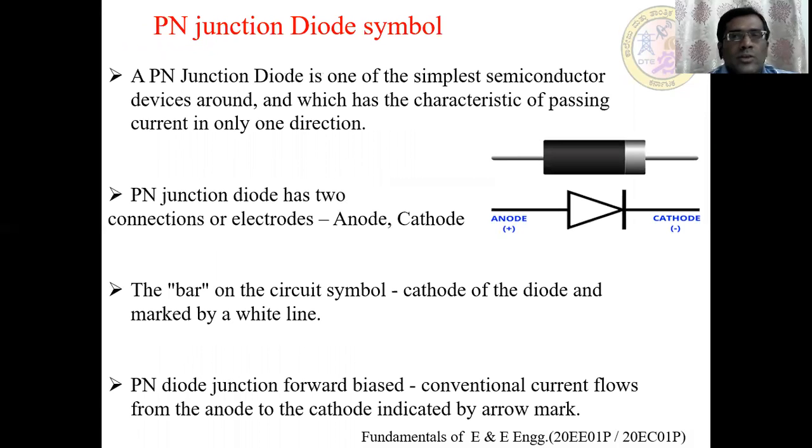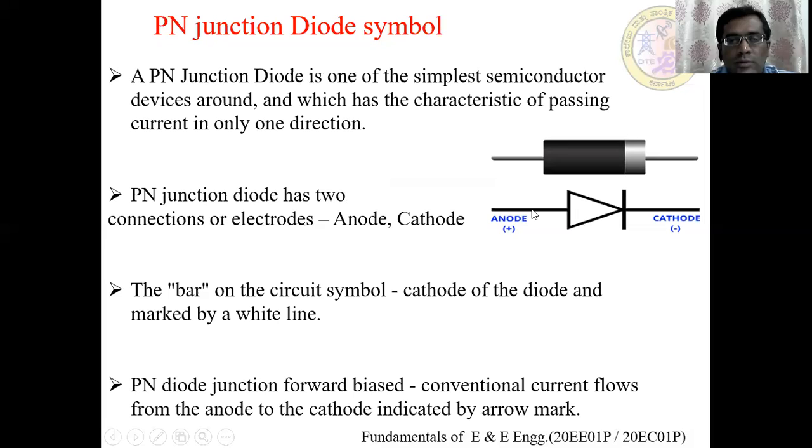What is a PN junction diode? A PN junction diode is one of the simplest semiconductor devices around, which has the characteristic of passing current in only one direction. The PN junction diode has two terminals, termed anode and cathode, as shown in the symbol.